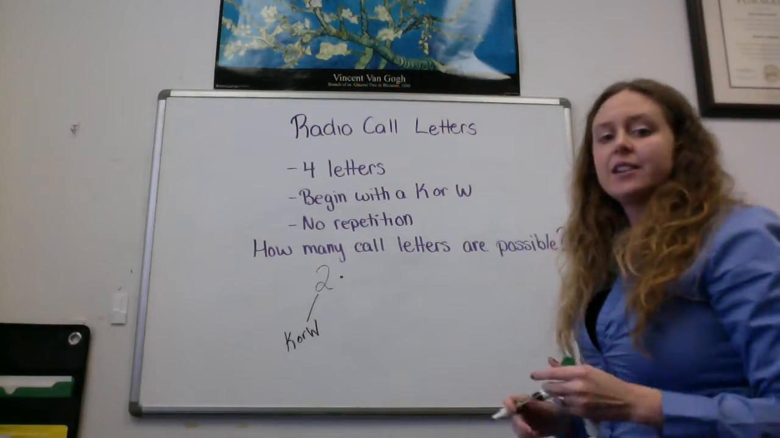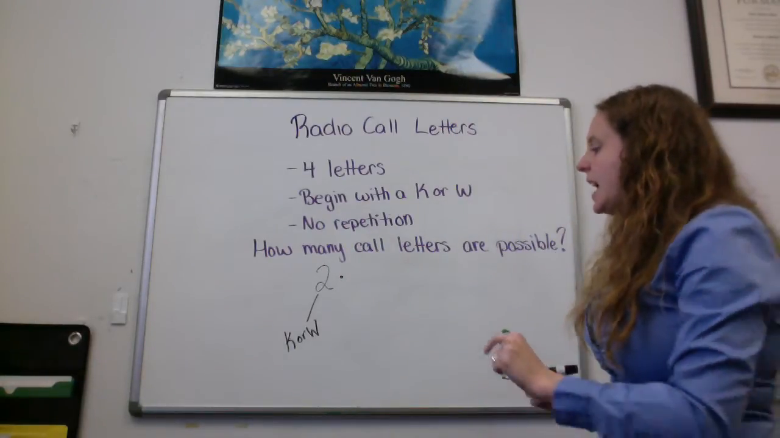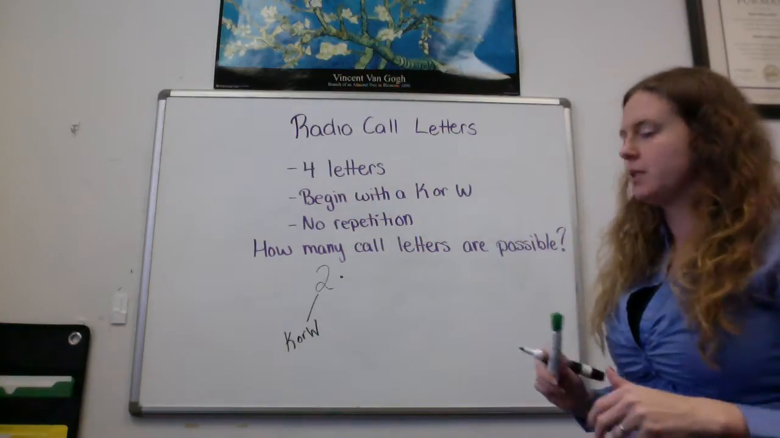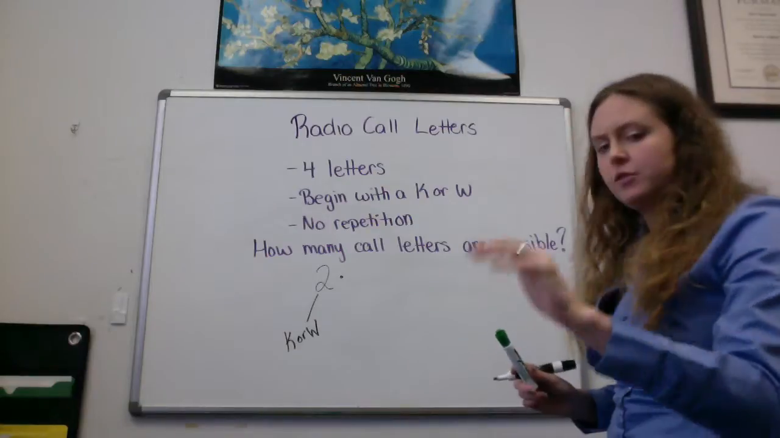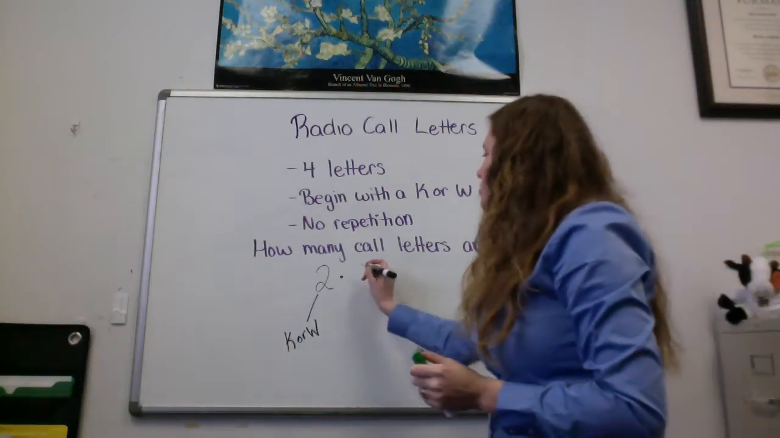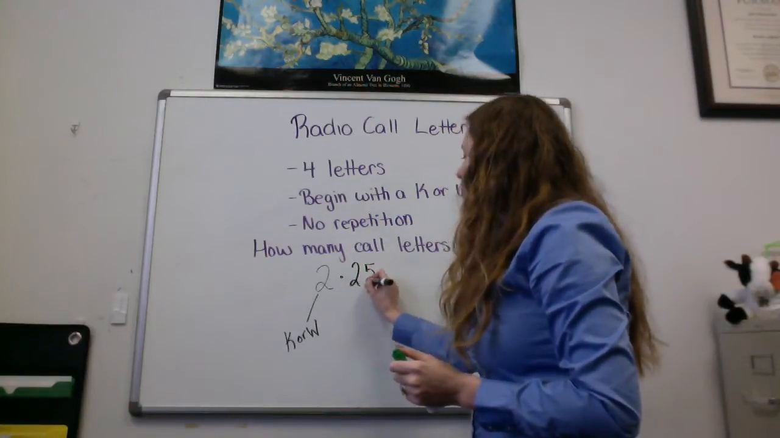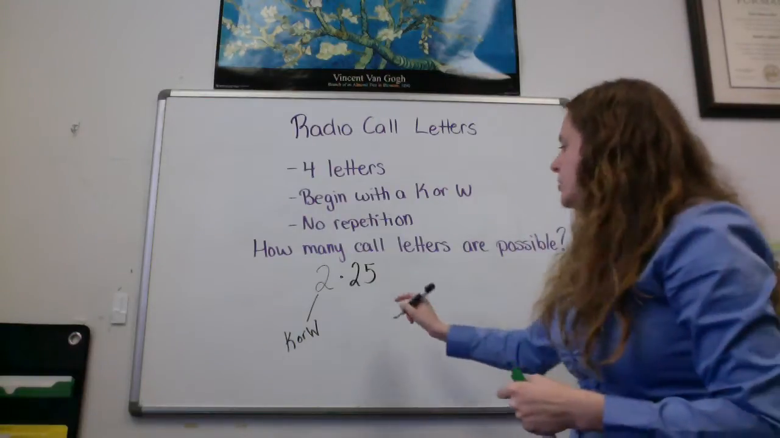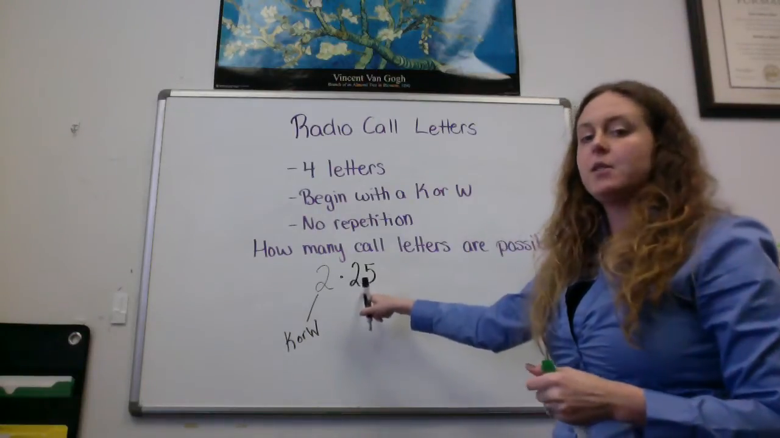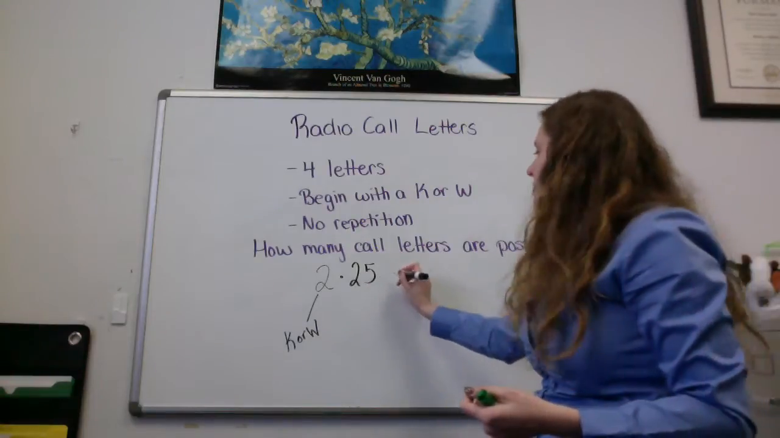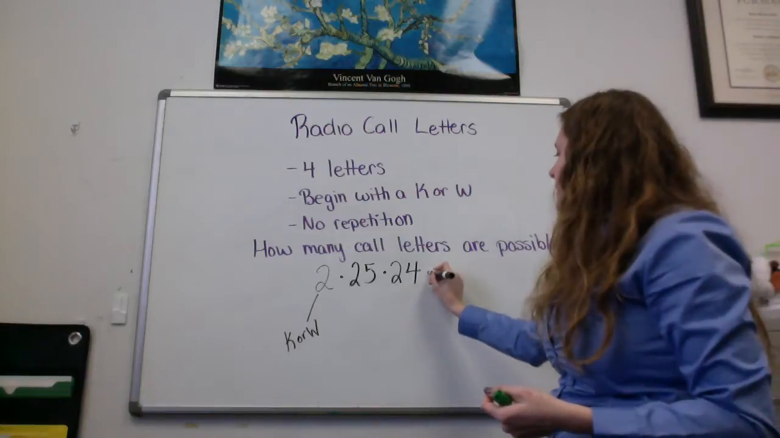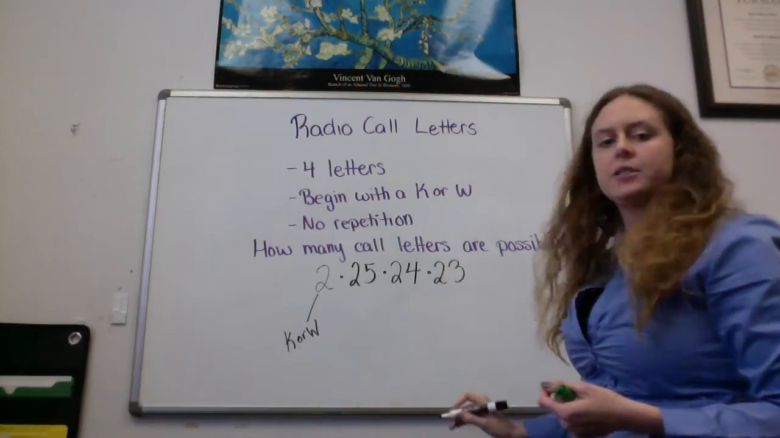For my next letter, there are 4 total letters. I can choose anything but the K or the W, whichever one it was. Let's say it was a K. So I can choose any other letter. So that means there's a total of 25 letters left. Remember, I can't repeat. So once I've chosen the second letter, say it was a Z, I can no longer choose it. So there are a total of 24 letters left, and then 23 letters left.